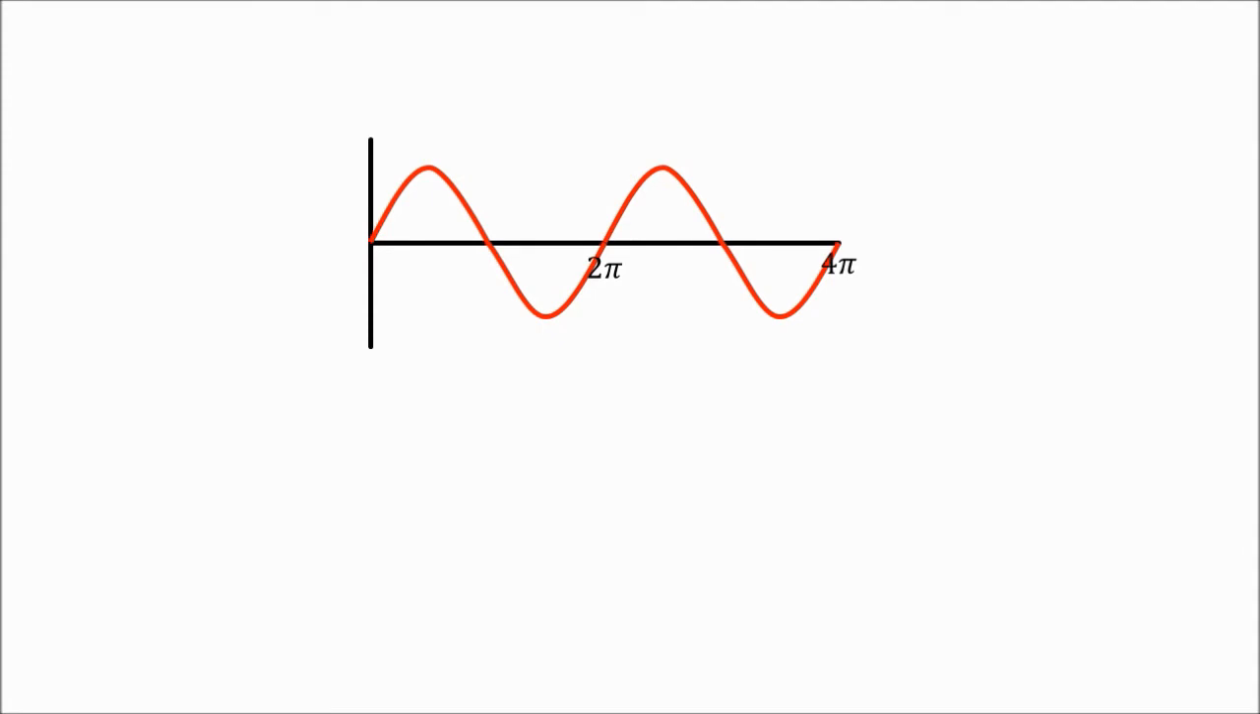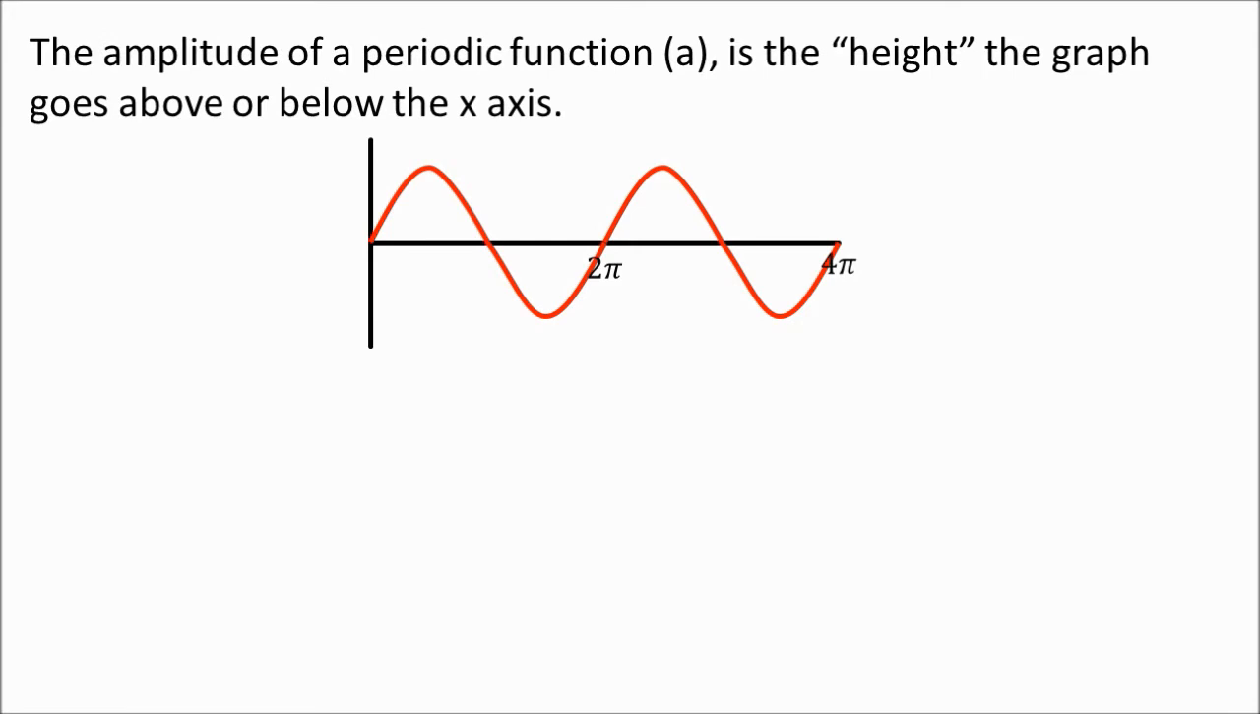Okay, so now let's look at that graph again. There's a new wrinkle we have to add, and that's called amplitude. The amplitude of a periodic function, and both sine and cosine are periodic because they have a period, we'll call that A. The amplitude of a periodic function is the height that the graph goes either above or below the x-axis. So if you see these two arrows there, those both represent the amplitude of this function.